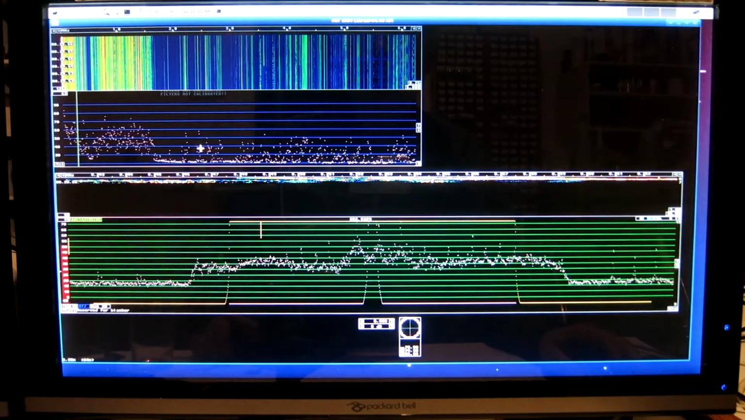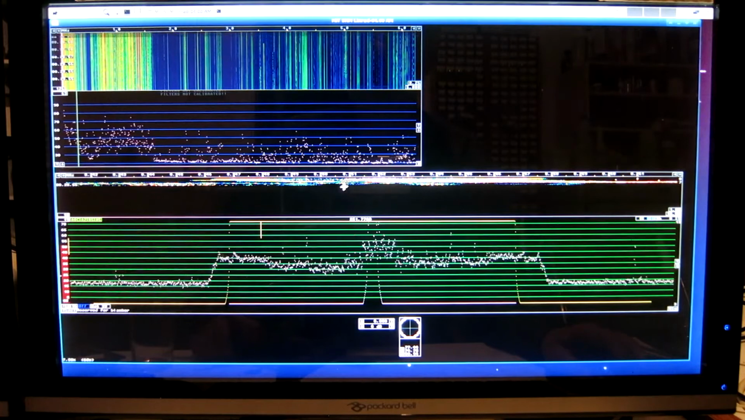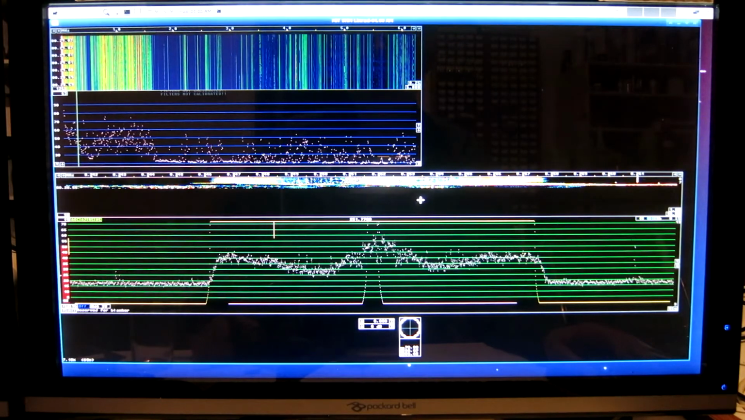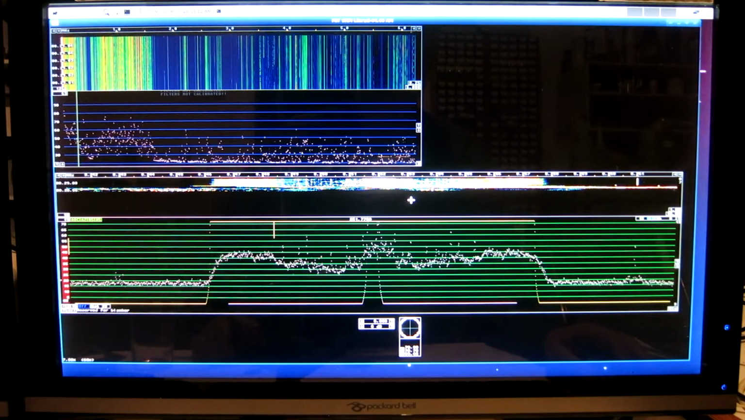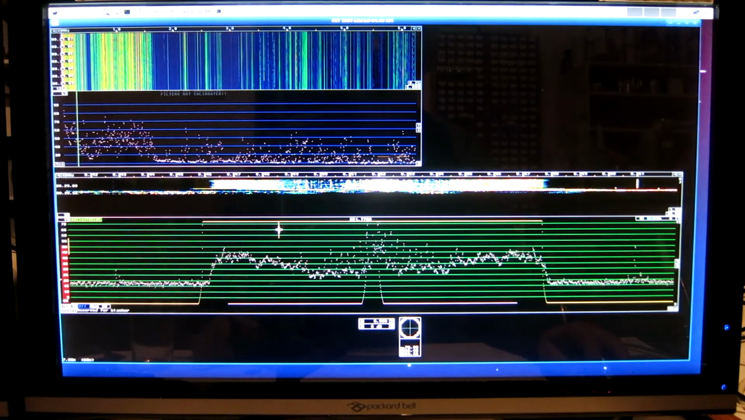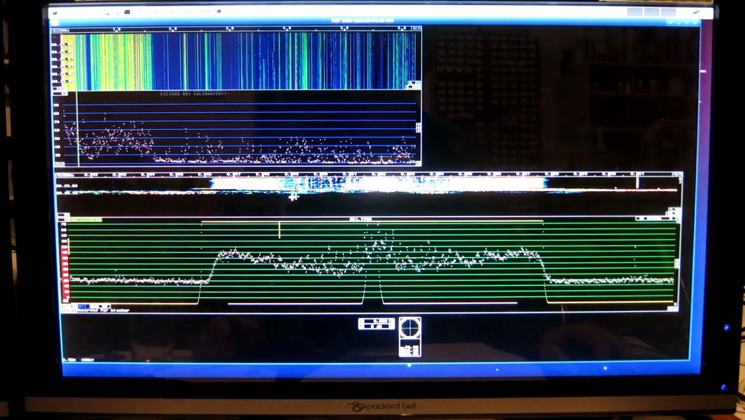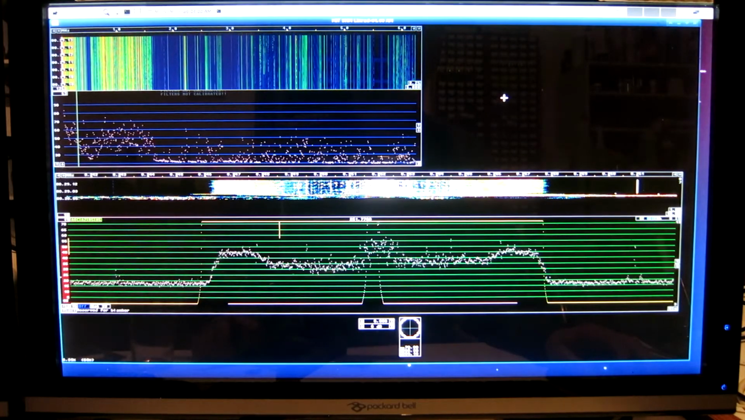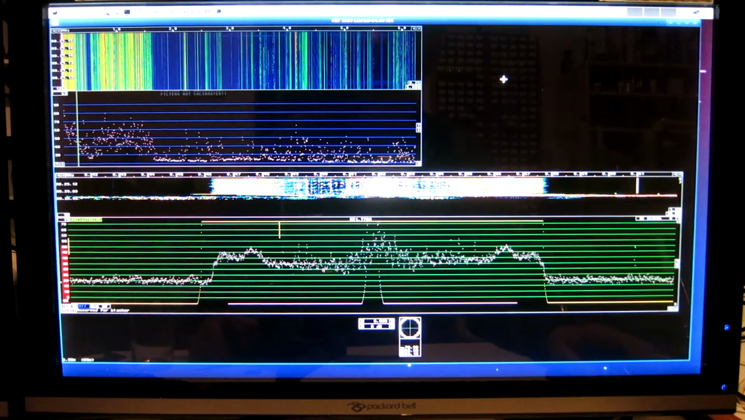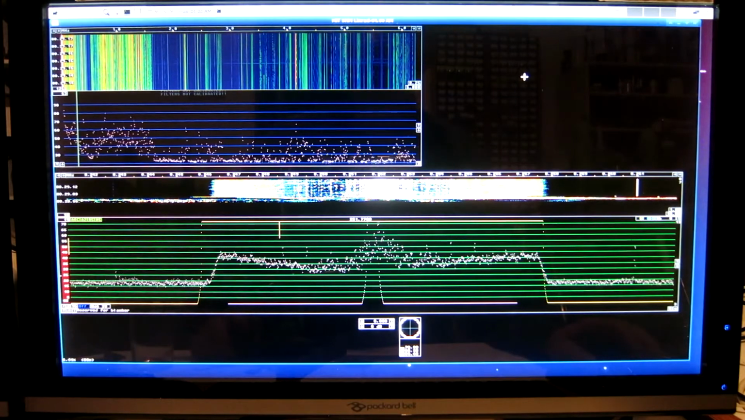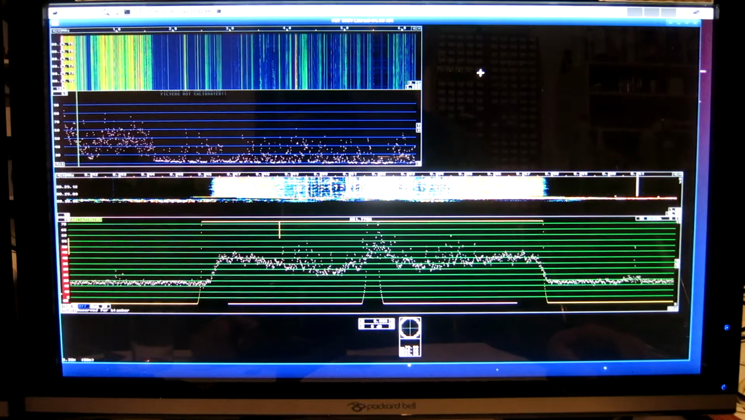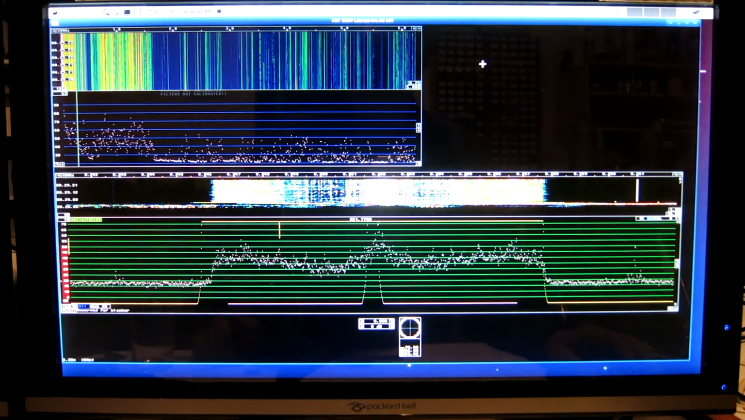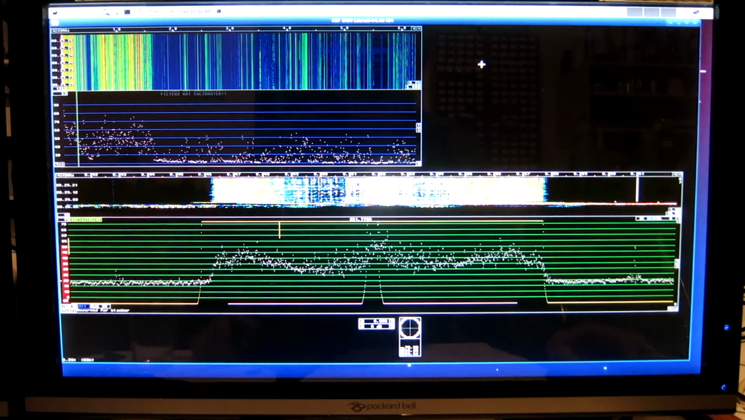And the long wave here, 252, I happen to know is BBC One. So, we have a nice radio, but Linrad is not quite up to processing it yet, but I'm working on it.